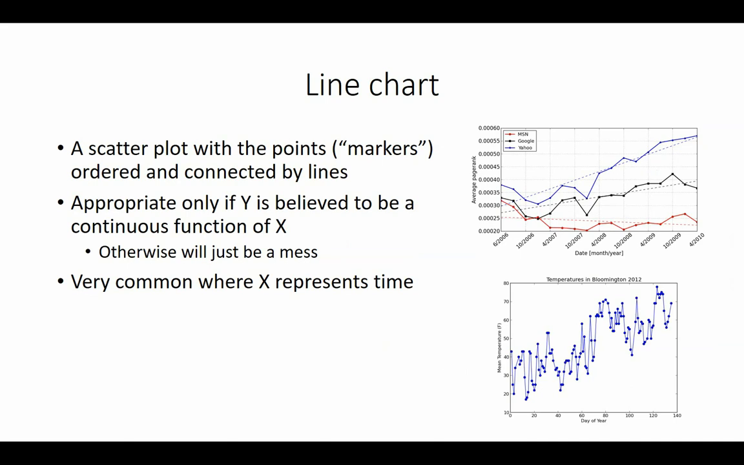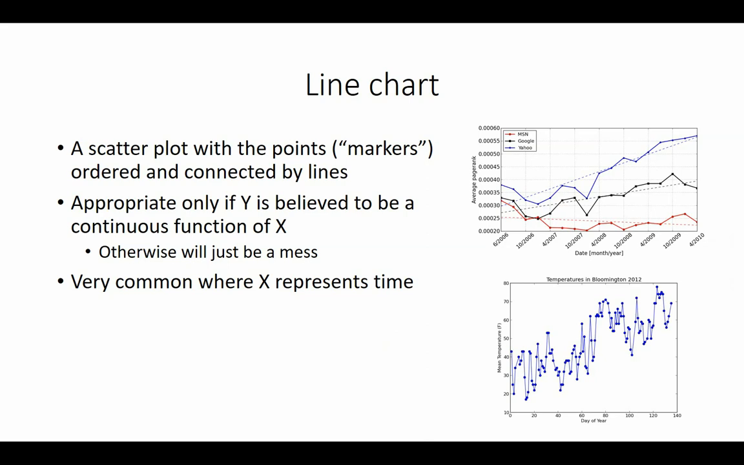OK. Then we also have line charts, like you see here. Now, a line chart, you can think about it as just a scatter plot where you connect each two adjacent points. So these are very often called the markers. So you order them by, say, the x value. And then each two ones, you connect them with a line. And then you can see some kind of trend.